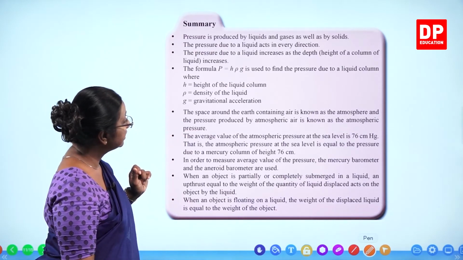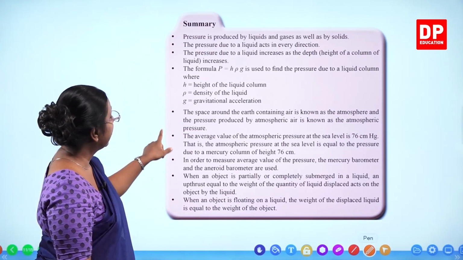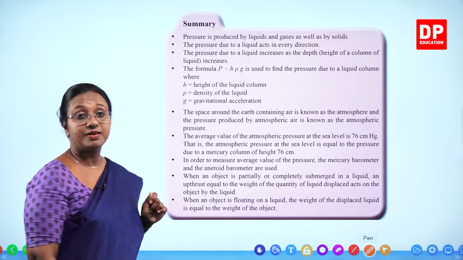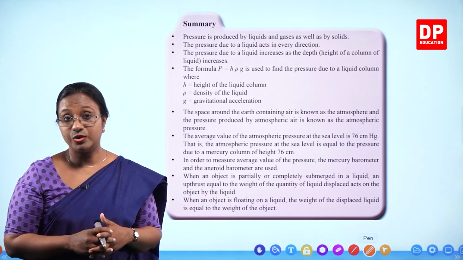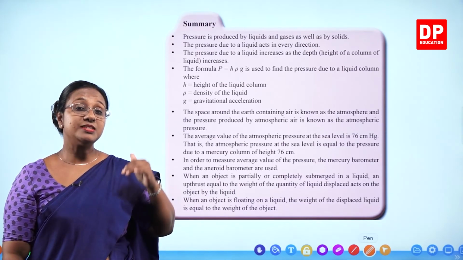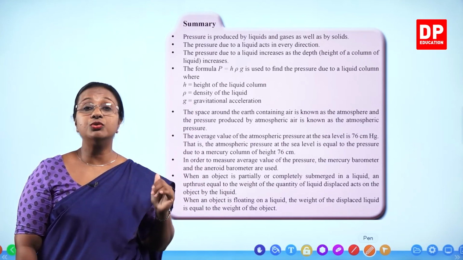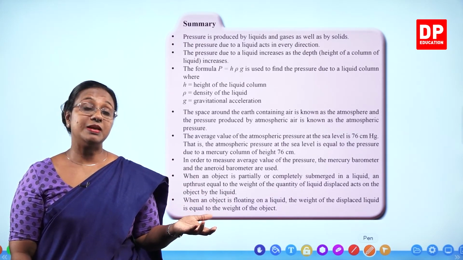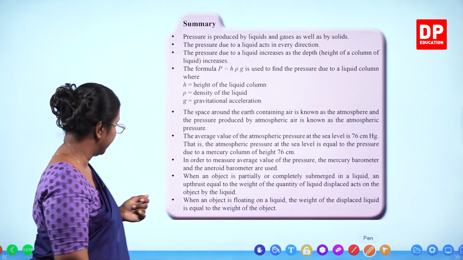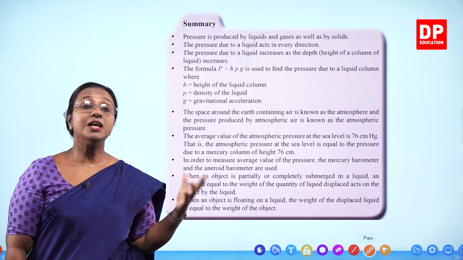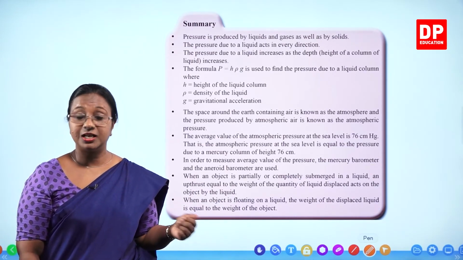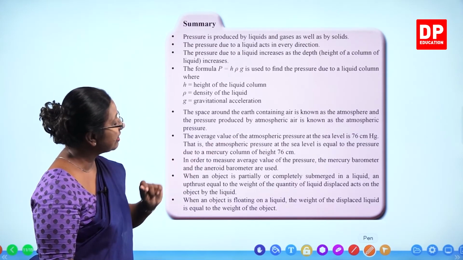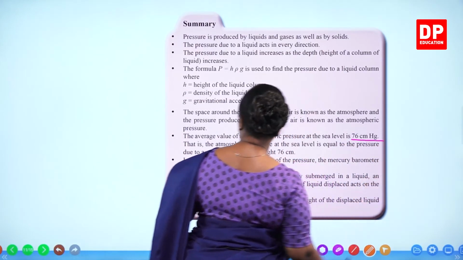The space around the earth containing air is known as the atmosphere, and the pressure produced by atmospheric air is known as the atmospheric pressure. So we discussed that also. And you all can remember, students, atmospheric pressure decreases as we go to higher altitudes. Normally at the mean sea level, it is 76 centimeter mercury when we use the mercury barometer. And at Mount Everest, you all can remember, it's about 25 centimeter mercury, very much less. The average value of the atmospheric pressure at the sea level is 76 centimeter mercury. You have to remember that.